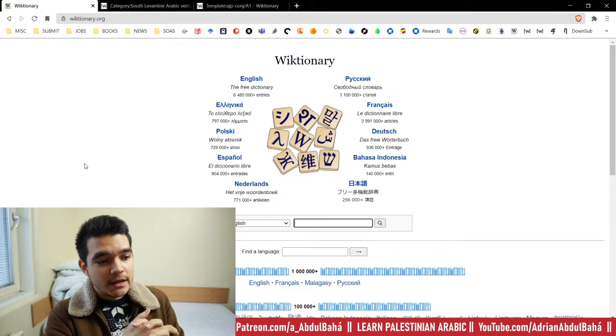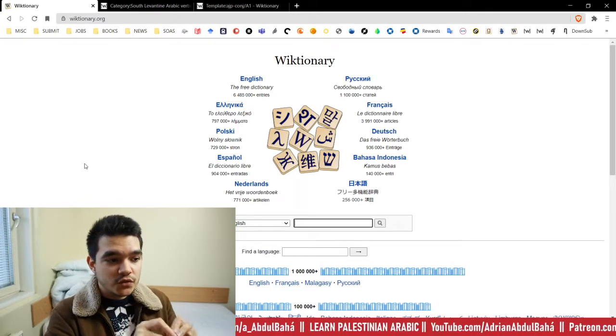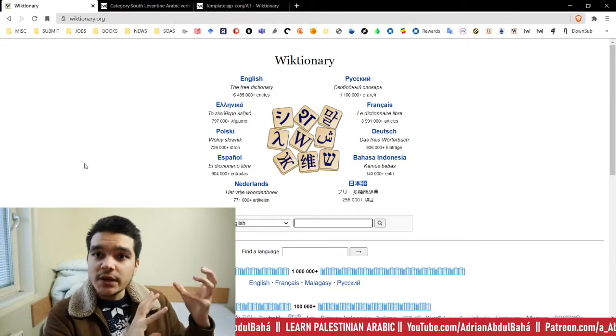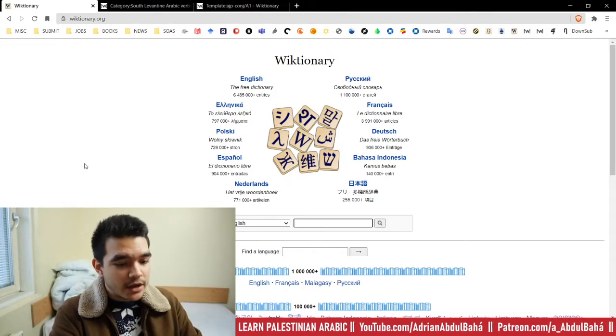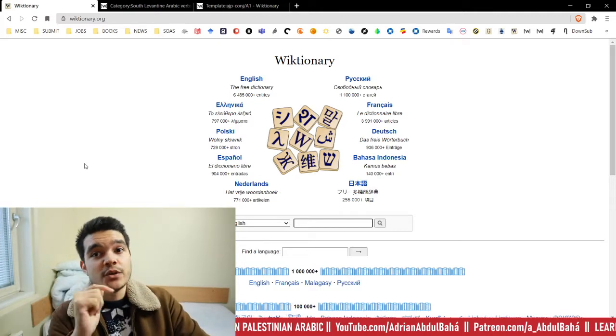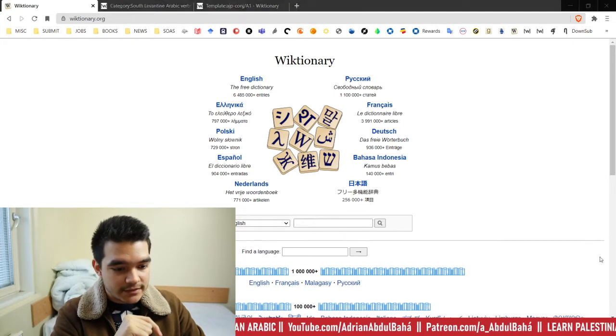I've recommended it. It's just that it's a little bit tricky to use because of the difference between Fusha and Ammiya. So let's take a look at how it works, and then I'll tell you what I've been doing with regards to it.